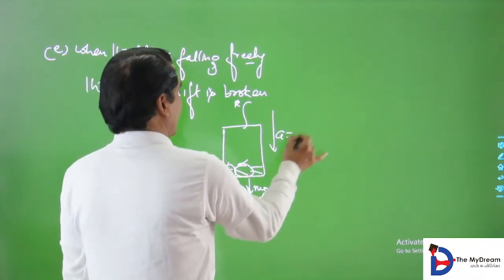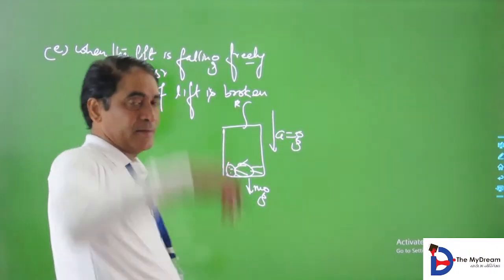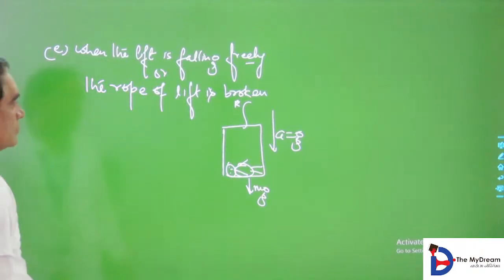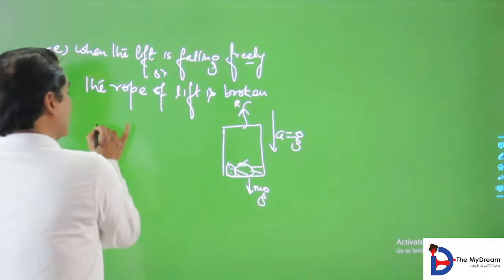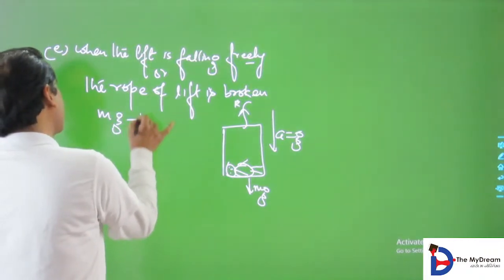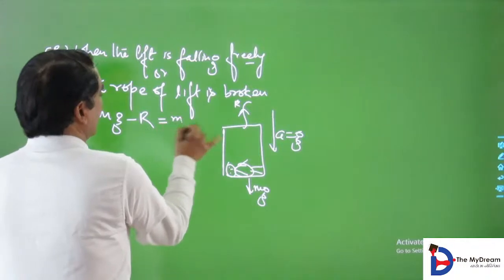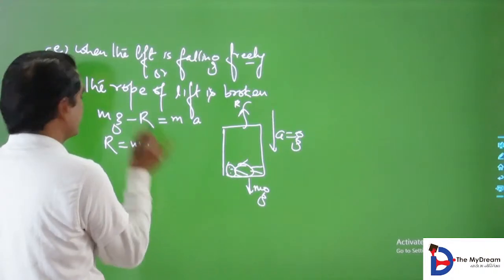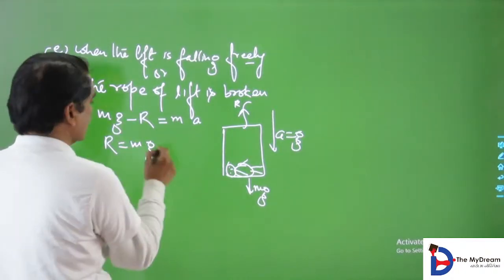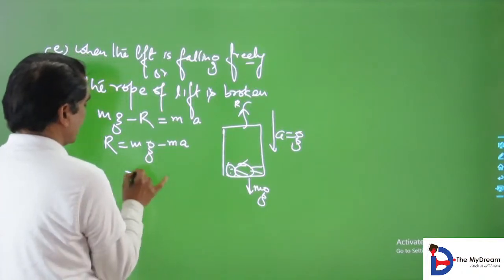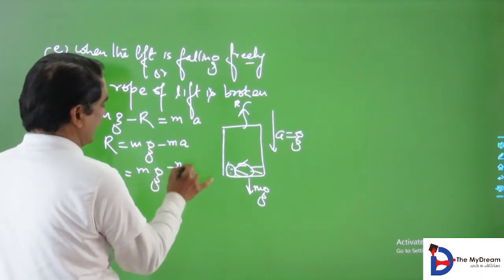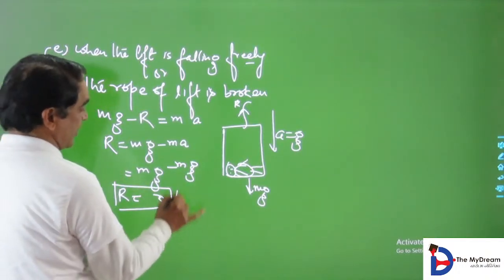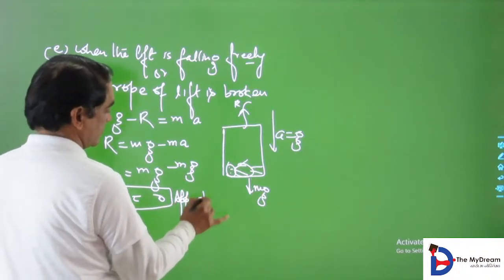So in this case, acceleration is equal to gravity as the lift falls freely. So mg minus R is equal to ma. So R is equal to mg minus ma. In place of a, you can write g. The apparent weight will become 0. Apparent weight is equal to 0.